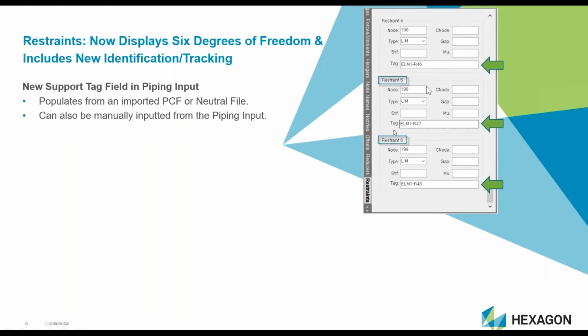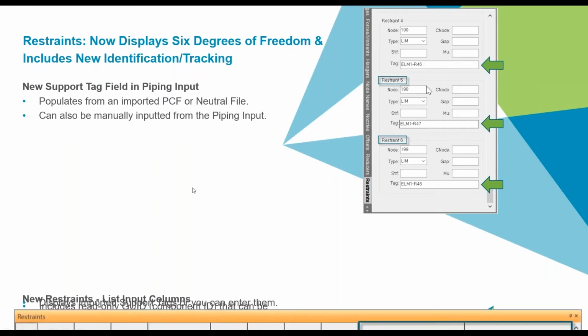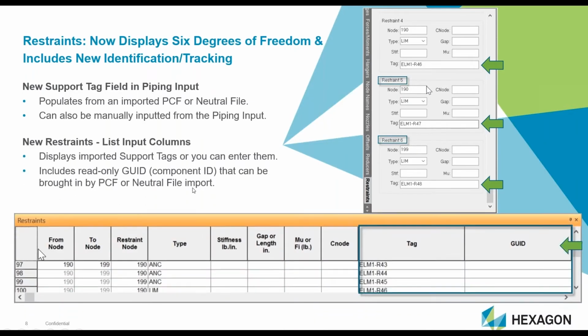Now, I mentioned support tags, but along the lines of support tags, I did want to mention that previously we've always displayed 4 restraints on our dialog. We were able to calculate and manage 6 degrees of freedom for restraints. Well, now we display all 6 degrees of freedom on the restraints piping input dialog. So you'll see here I've put squares around restraint 5 and 6 to show you that those are available. There's new scrolling in this window, so you can see all your restraints.